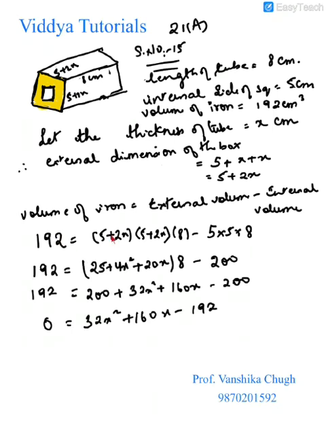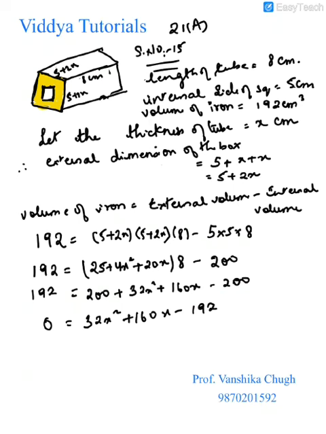On simplifying, I first multiplied these two brackets. It's 5 plus 2x the whole square. So you get 25 plus 4x square plus 20x, into 8. Then I multiplied the 8 with each and every number. So I get 200 plus 32x square plus 160x minus 200, which gets cancelled. I shifted the 192 here. And it is a quadratic equation.